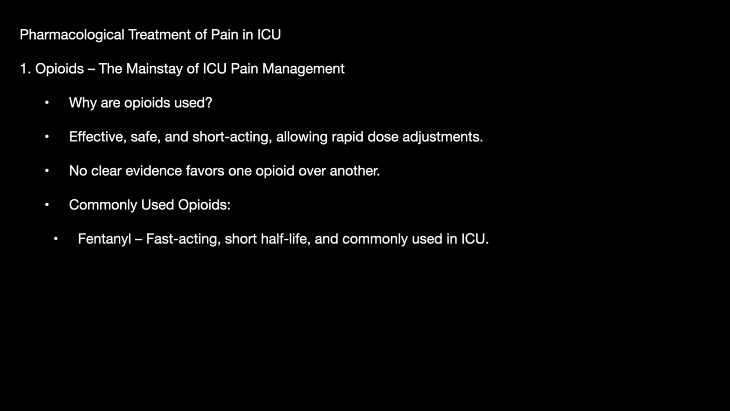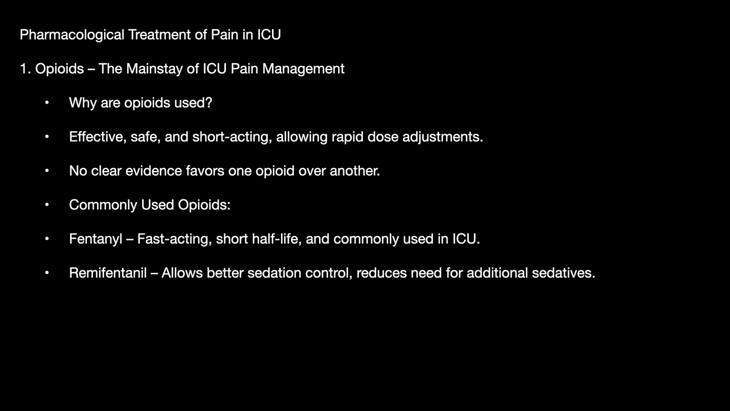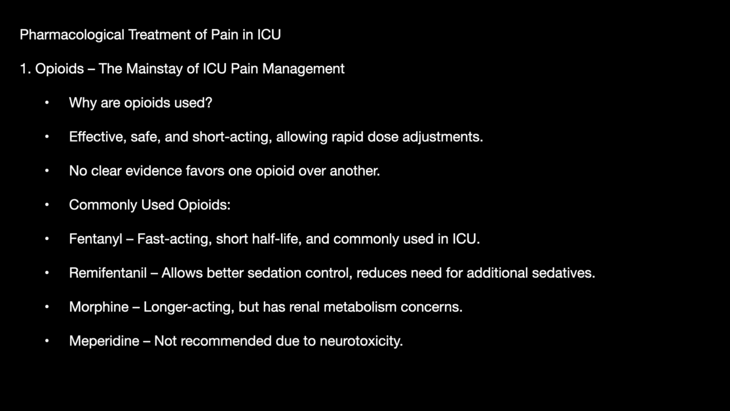So commonly used opioids are fentanyl, fast-acting with a short half-life, and remifentanil, which gives better sedation control and reduces additional sedative needs. Morphine is slightly longer acting because of its renal metabolism. Meperidine is not recommended due to its neurotoxicity. Codeine is a weak analgesic and rarely used in the ICU. But for the ICU, you use the top three, that is fentanyl, remifentanil, and morphine, based on the availability and the need of the patient.